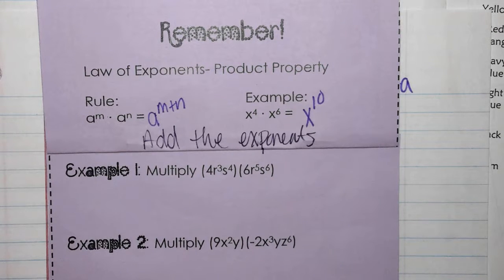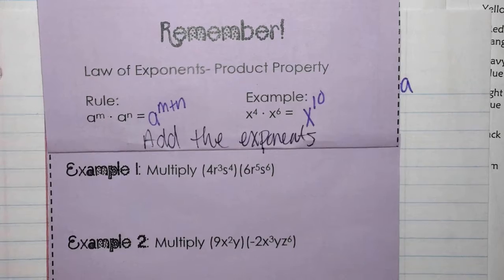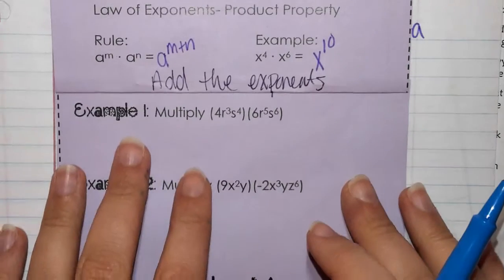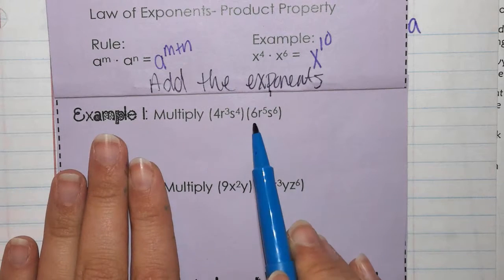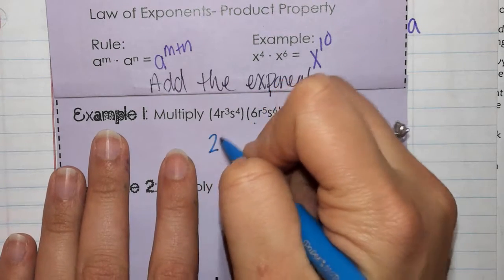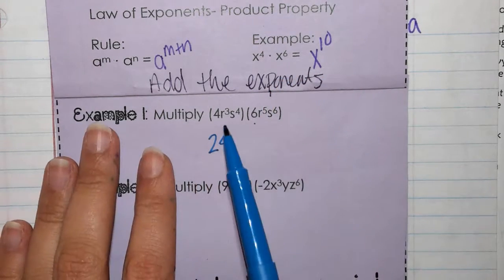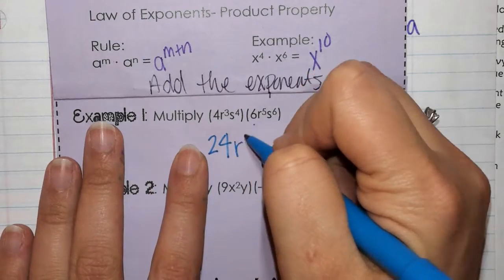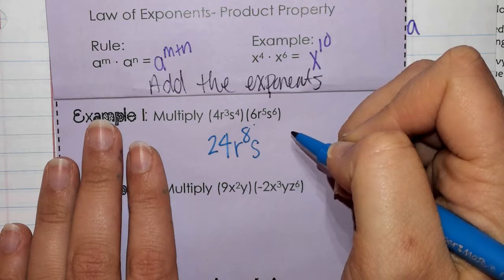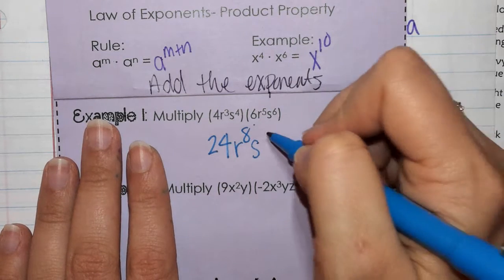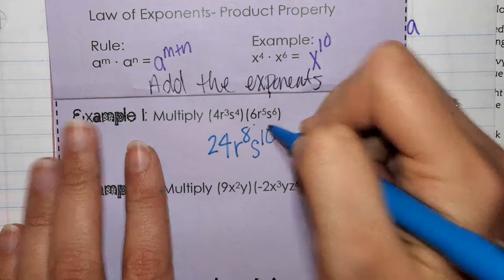Now our 4 and 6 on example 1, what are they called? Coefficients. Take a point. So what are we going to do with the coefficients? Are we going to add those or multiply them? You're going to multiply the coefficients. You add the exponents, you multiply the coefficients. 4 times 6 is? 24. Alright, now what are we going to do with the 3 and the 5? You're going to add. Why do we add those? Because they have like bases too. Awesome. Alright, what are we going to do with the 4 and the 6? You're going to add and get 10. Look at us go.